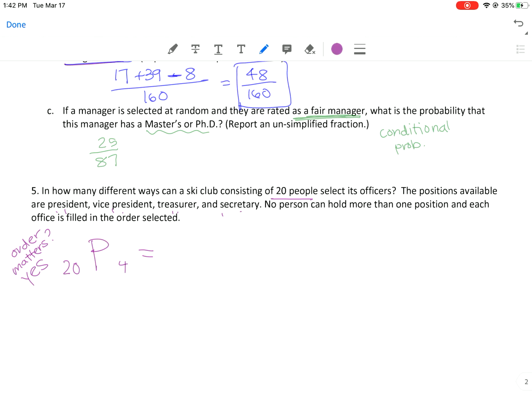Once you've got that, remember it's just your trick of typing that in your calculator, and you should end up with 116,280 different ways.